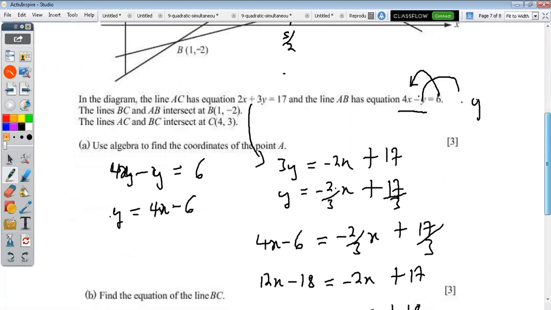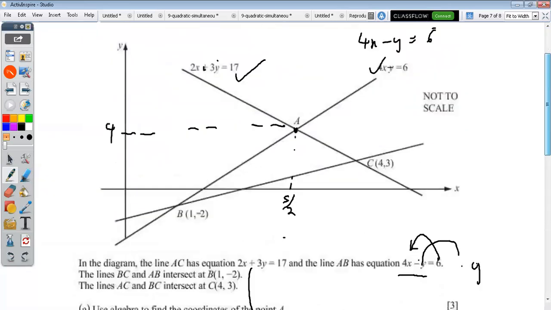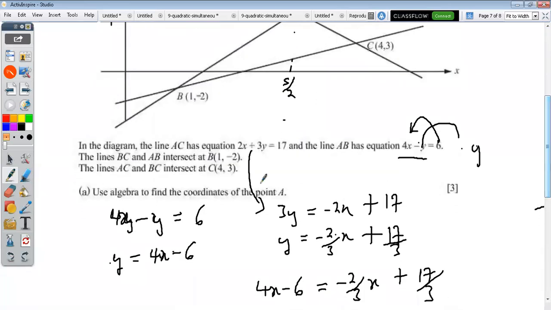Yes, sir. Use algebra to find the equation of the line BC. Let's see what they're talking about, BC. It's easier because I have the lines intersected. See, I have B and I have C. So it's easy to find the line.